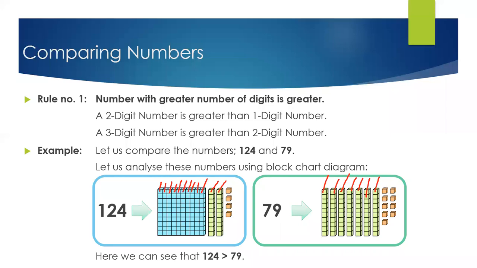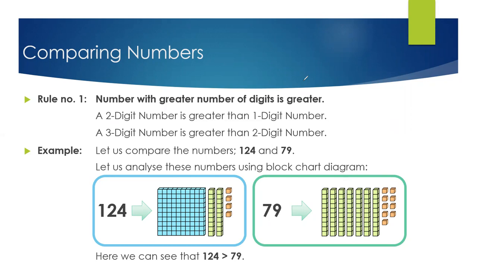So whenever you are having two numbers and they are having different number of digits, the number with greater digits will be greater than the other number. So here we were having two numbers, 124 having three digits and 79 having two digits. So the number 124 is greater than 79.